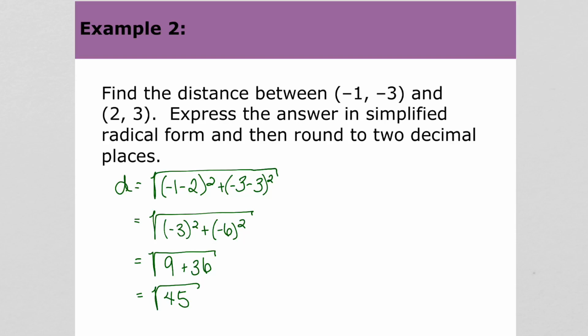Now, because we're dealing with radicals here, we don't want to leave that as the square root of 45. We need to simplify it if we can. We know that the square root of 45 is equal to the square root of 9 times 5. And 9 is a perfect square. Square root of 9 is 3. So the square root of 45 is equivalent to 3 square root of 5, and that will be our answer.